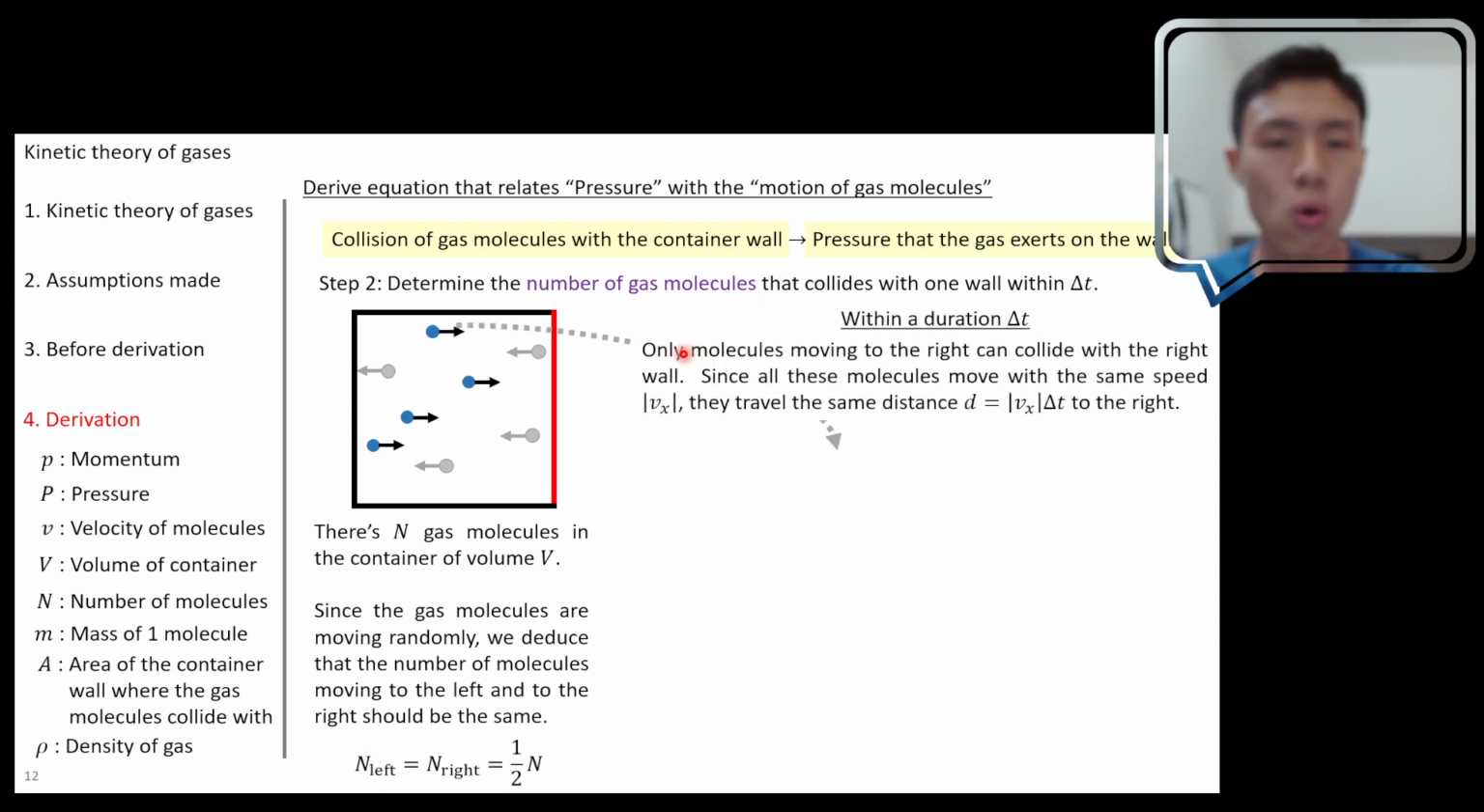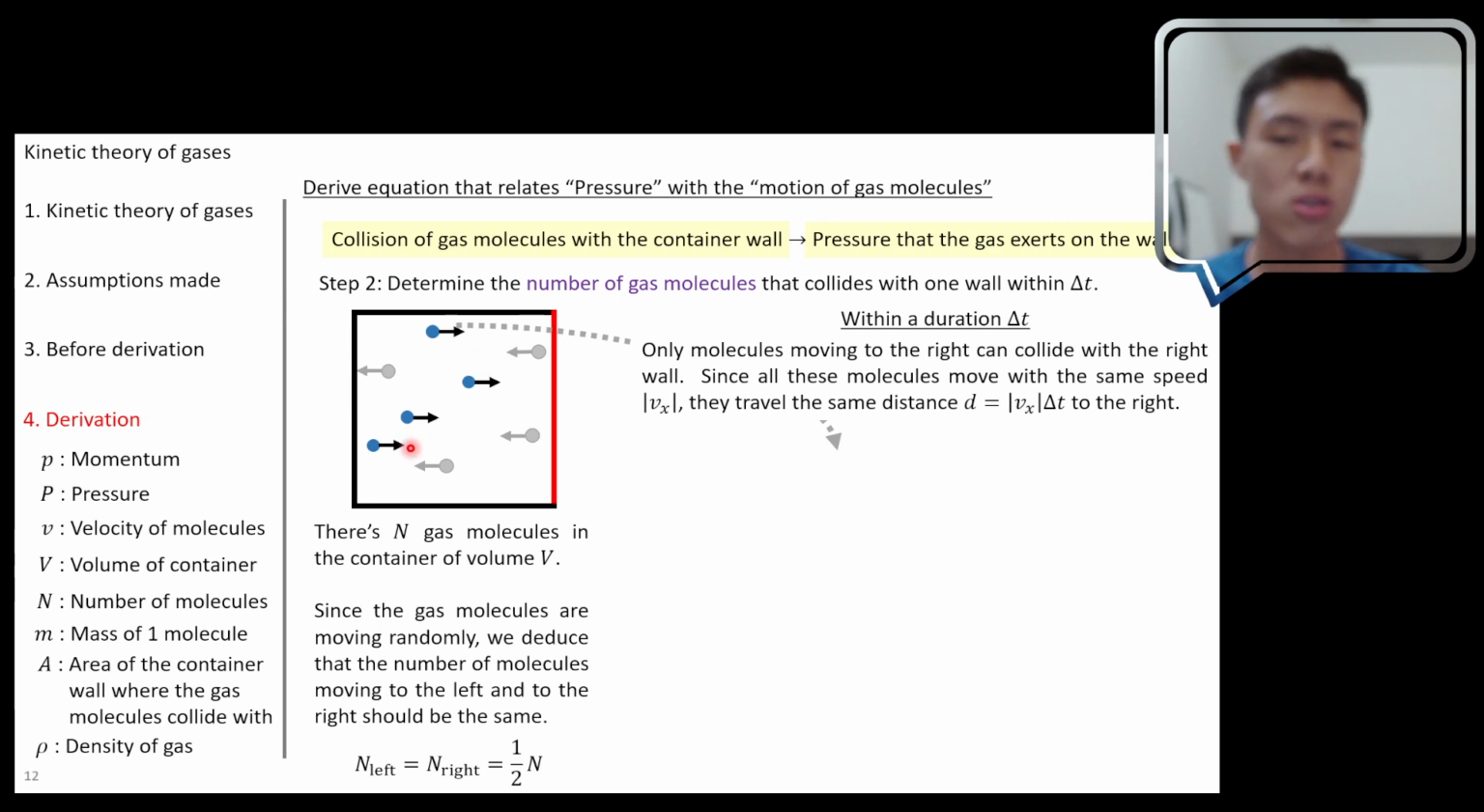Okay, so only molecules moving to the right can collide with the right wall. For those molecules that are moving to the left, it's impossible for them to collide with the right wall within that amount of time. Since all molecules are moving with the same speed, as we assumed earlier, they travel the same distance d, which is the speed multiplied by the duration of time, to the right. We are going to ignore those molecules that are moving to the left.